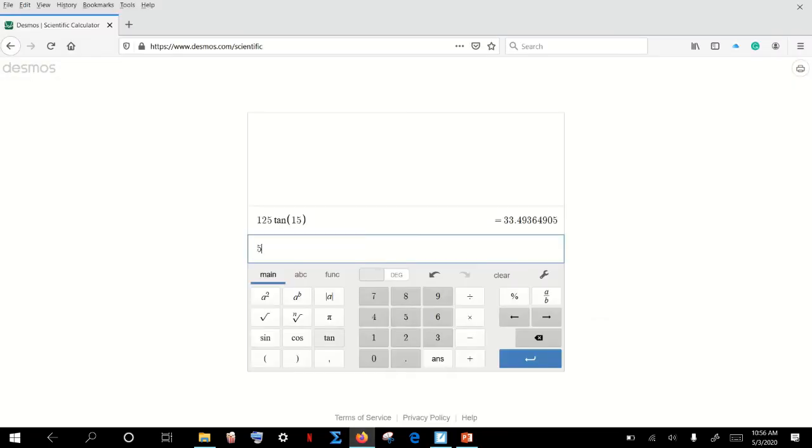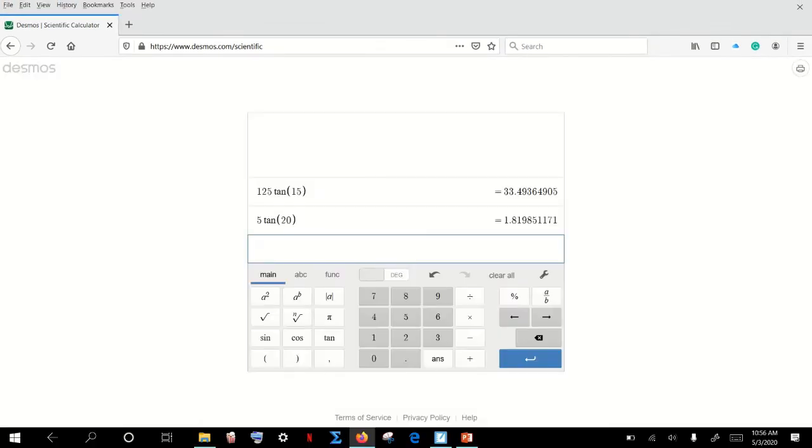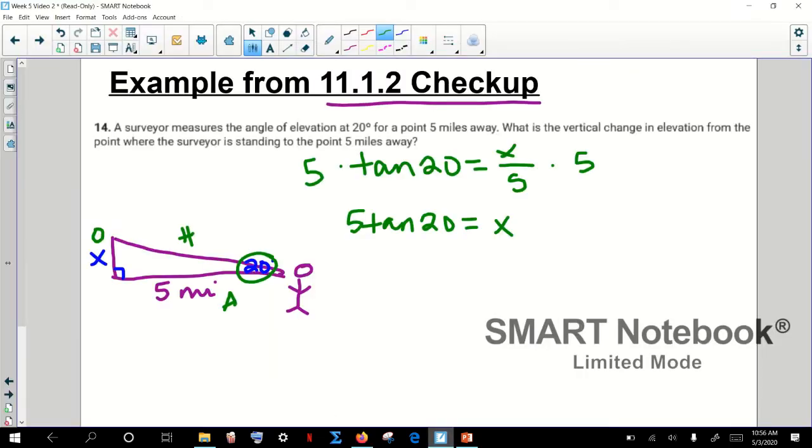So that's what I'm going to plug in my calculator. 5 tangent of 20, close parentheses. So 1.82 or 1.8. 1.8, in this case it would be miles.